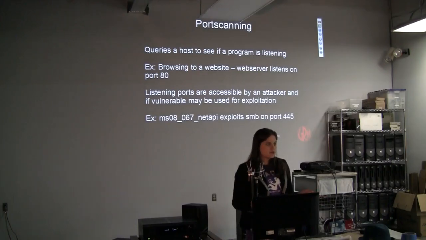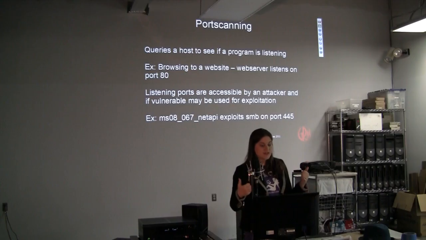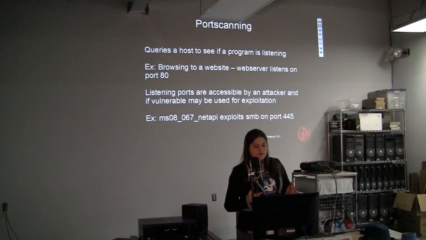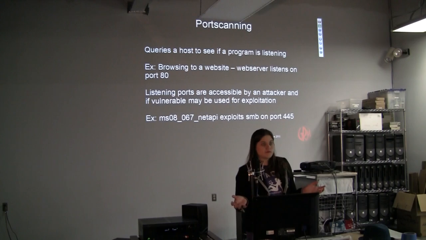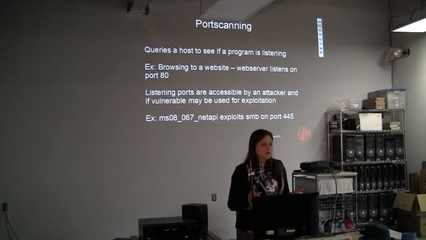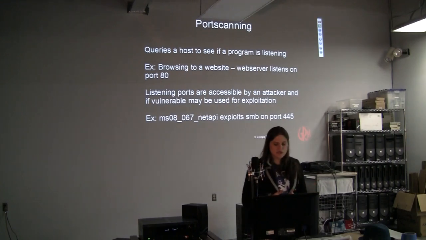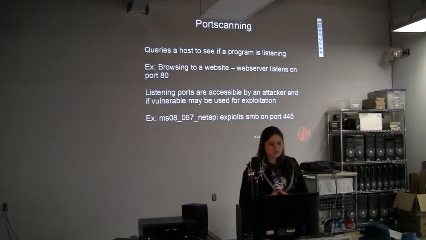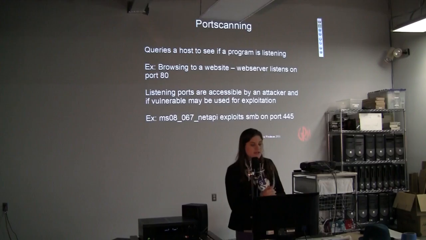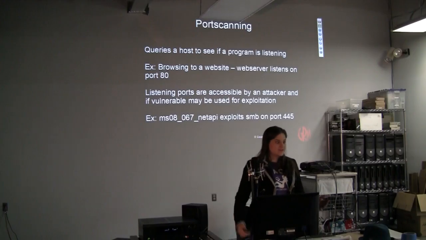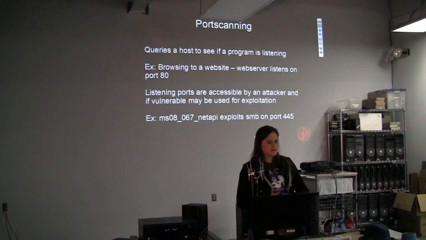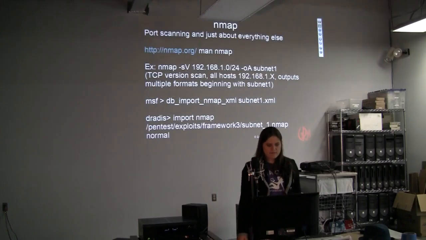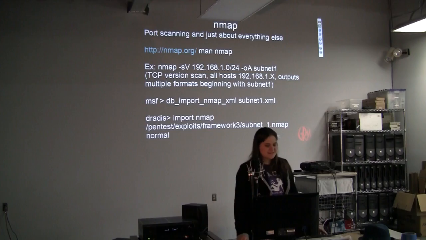An example of that: last week we used the MS08-067 NetAPI Metasploit module. Everybody remember that? Yes? That exploits the SMB service on port 445 on Windows. As we go through this, we'll actually see that port listening and do vulnerability scanning for it that will tell us that MS08-067 NetAPI is a good exploit to use, but we just knew that last week. If we were in an actual engagement, this would be how we would find out that we needed to use that exploit. One example of a port scanner is Nmap.